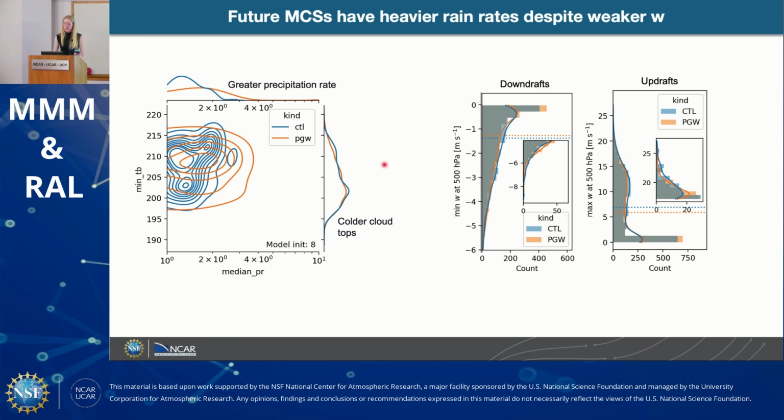We then wanted to look at changes in updrafts and downdrafts to understand, are these MCSs becoming more intense? What are their dynamics like? And so we looked at the minimum and maximum vertical velocity at 500 hectopascals. And we found, by and large, that the future MCSs have both weaker updrafts and weaker downdrafts in a future climate, which was puzzling to me because we tend to see the opposite in the United States and mid-latitude MCSs.